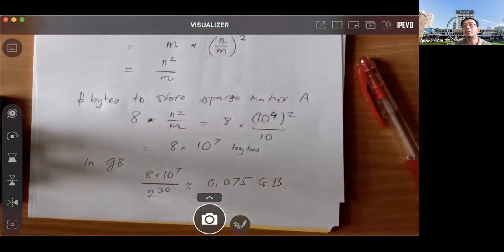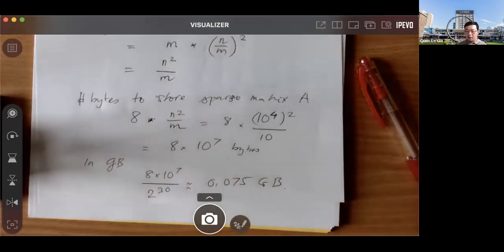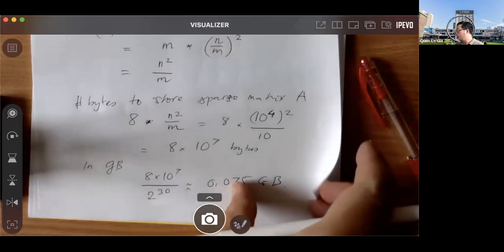And now the next question is epsilon. Okay. So epsilon is epsilon n.